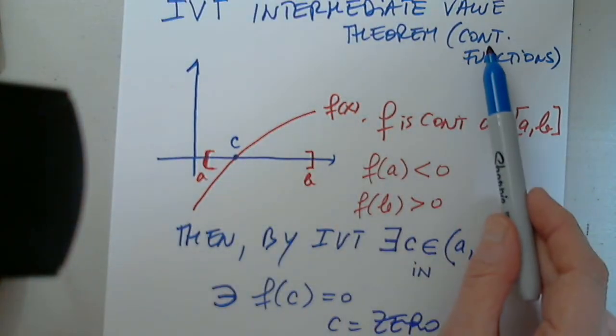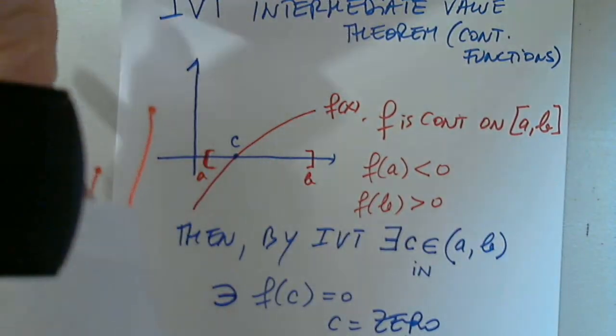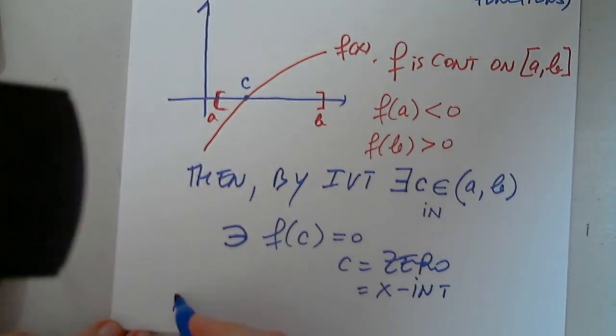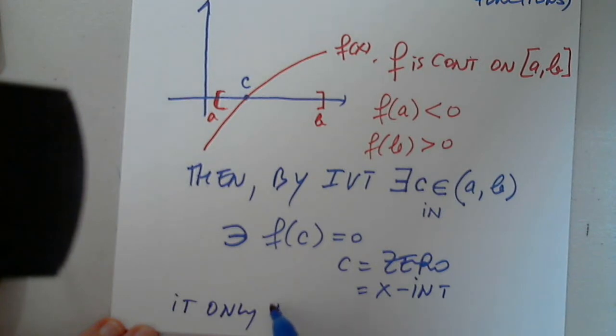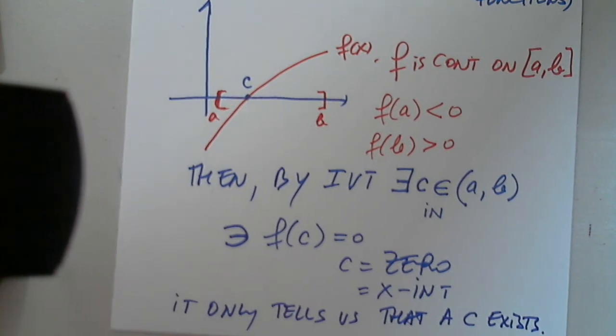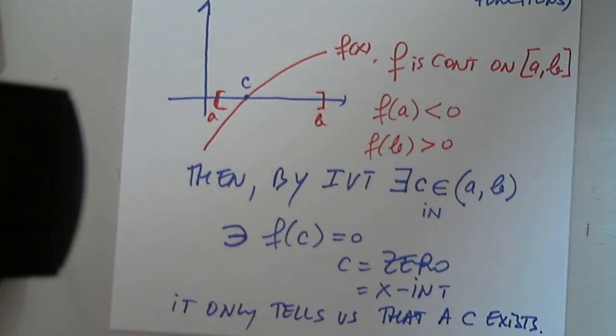Does the intermediate value theorem tell us what c is? No. It only tells us that a c exists. It does not tell us where it is. It does not find it for us. But this is tremendously helpful for chapter 4, in which, based on this, we will be able to solve any equation you can think of.